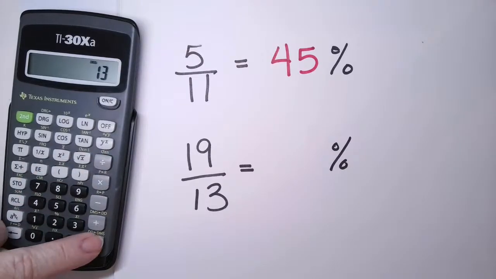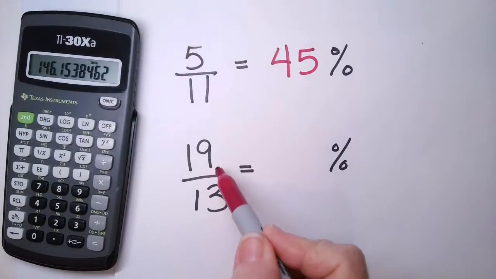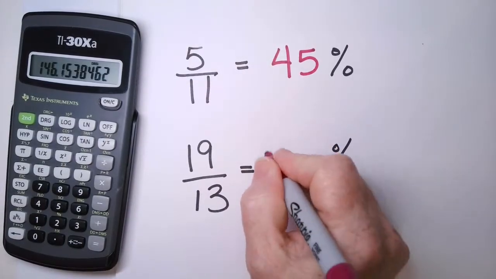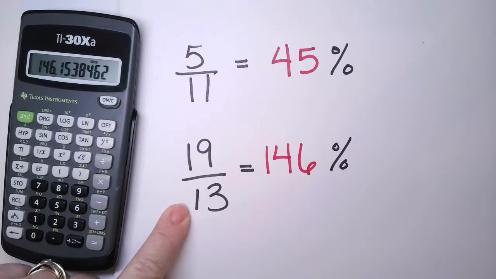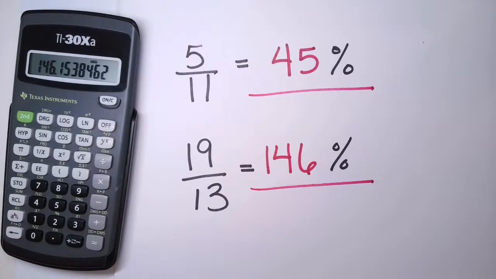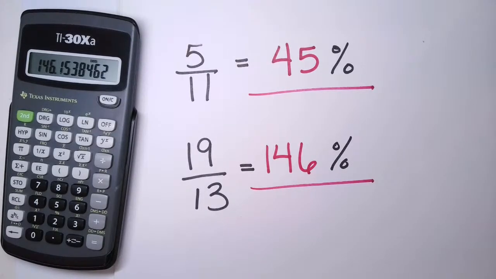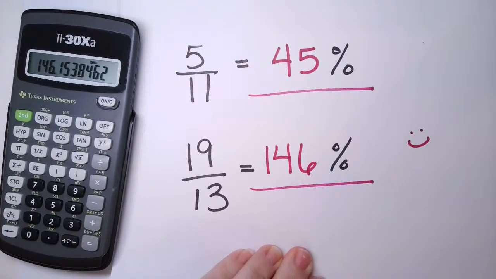Who already sees a problem here? Okay, I should get more than 100 because the top is bigger than the bottom. I see 146. So I'm taking 19 divided by 13, multiplied by 100. Make sure you can do that on your calculator because that is going to be required for the next set of problems we're going to do, where we are going to take a look at word problems. Okay, good so far? Yay! Okay, big old smile, love it.